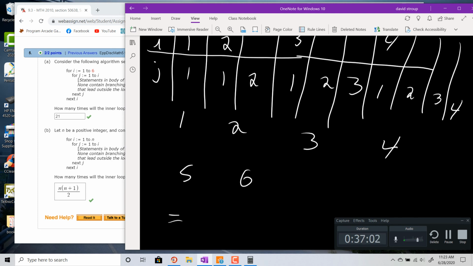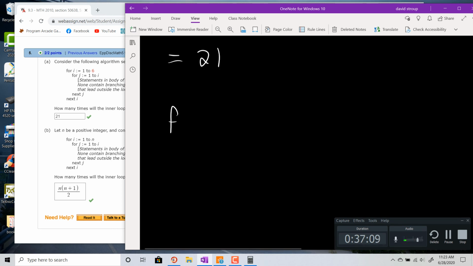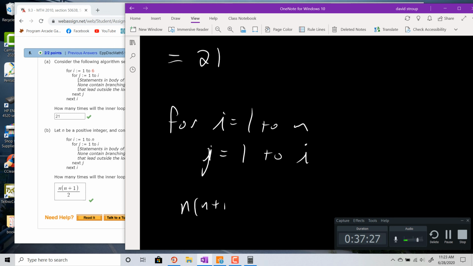So 10, 21. Okay. So in general, if you have a loop for i equals 1 to n, and then the inner loop is going from j equals 1 to i, the total number of executions on the inner loop is going to be n times (n plus 1) all over 2. Okay.